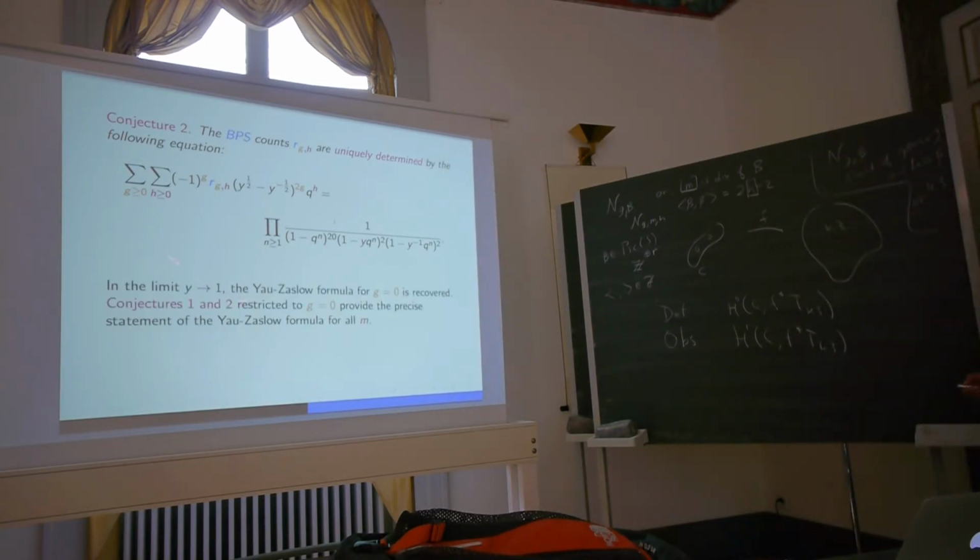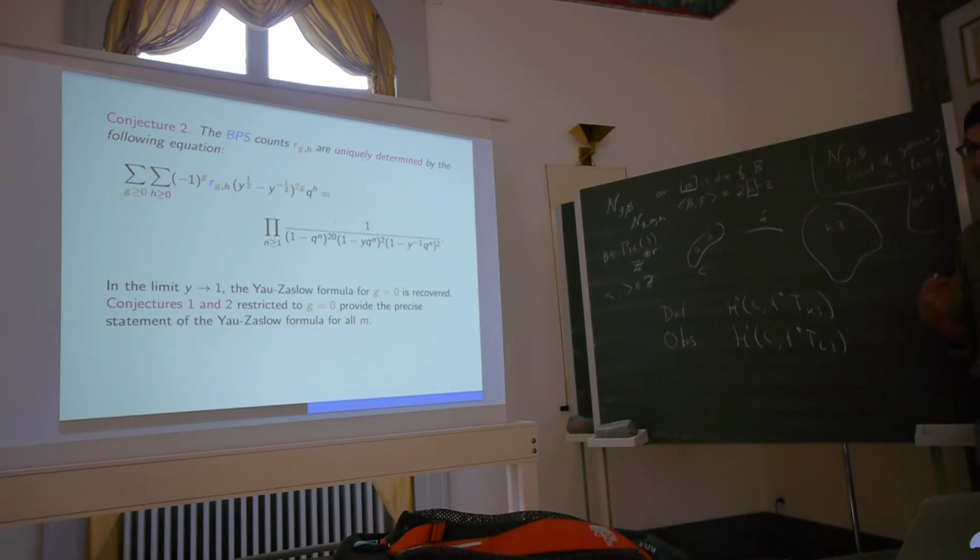Oh, here I say, if you take the limit y equals 1, then this here is just the delta up to the q. This is just the delta. And if I let y equals 1 here, well, the square root of 1 minus the square root of 1 is 0. So all these terms drop out, except of course you take 0 to the 1, 0 to the 0, which is 1. So only the genus 0 term here, and you get exactly the Yau-Zaslow formula.